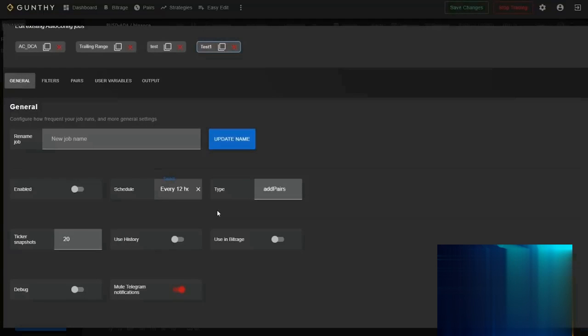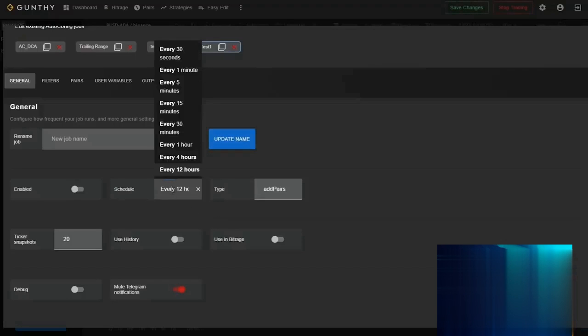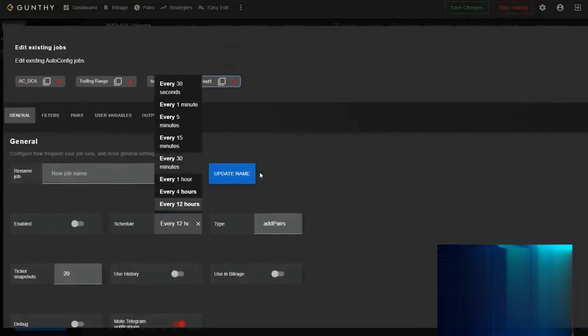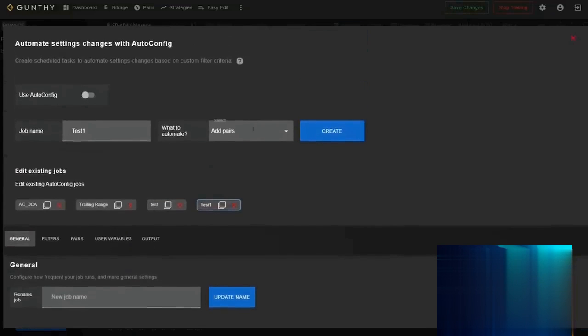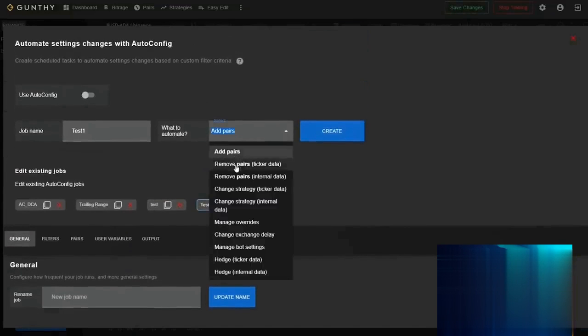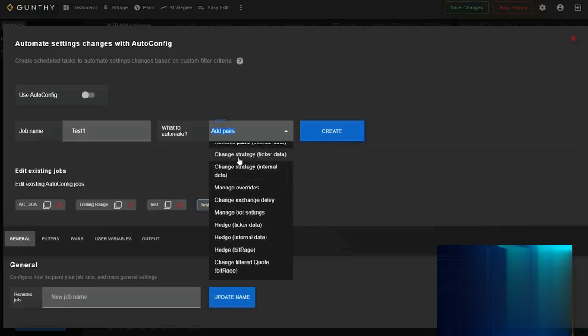I'm going to add pairs that have gone up 10% in the past 24 hours. Or I want to add pairs that have a 24-hour volume above 1,000 BTC. I can do things like this, and then it will automatically check for these specific filters every certain amount of time. And I can do it not only to add pairs, but to remove pairs, to change the strategy, to manage overrides.